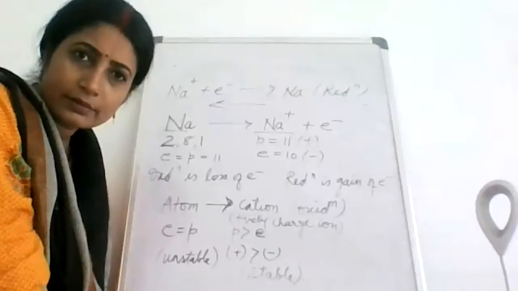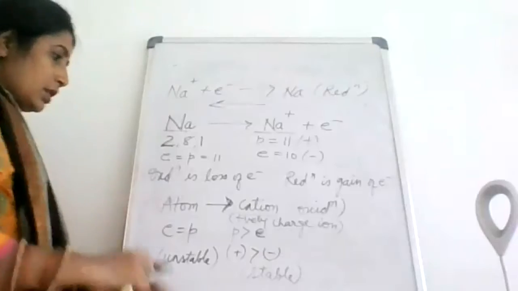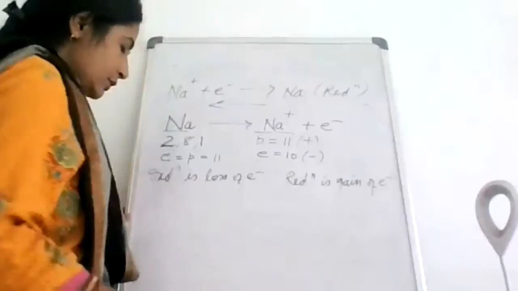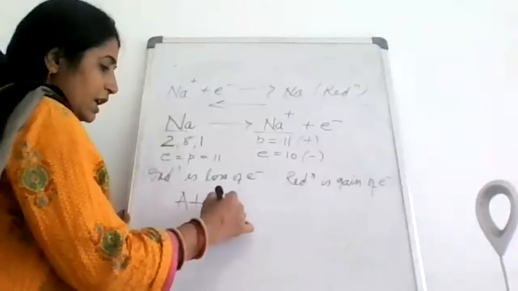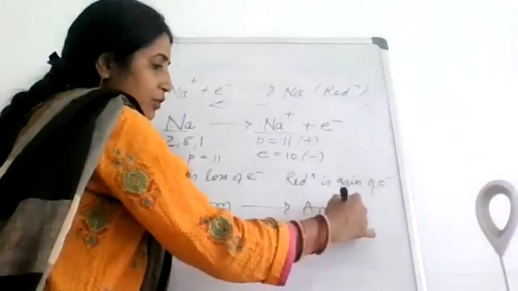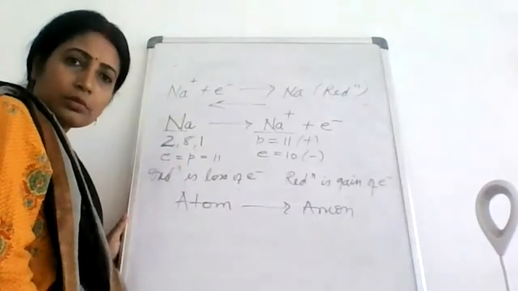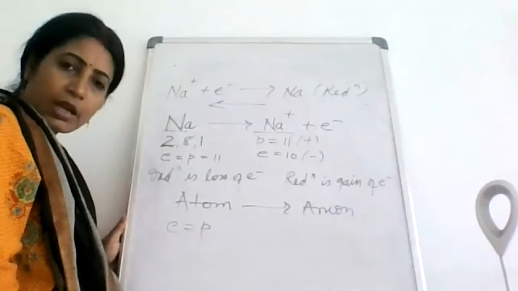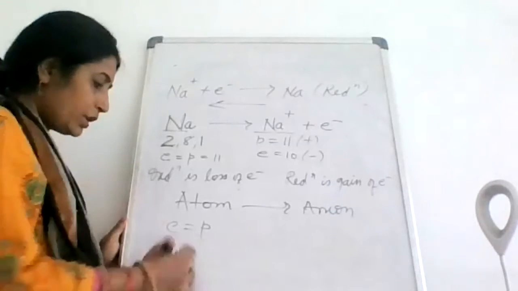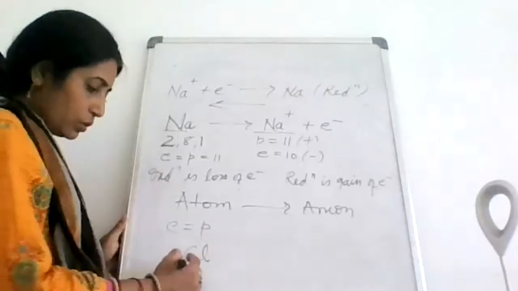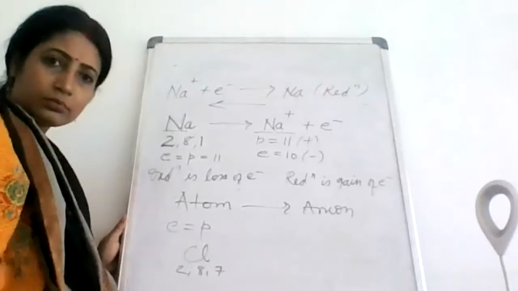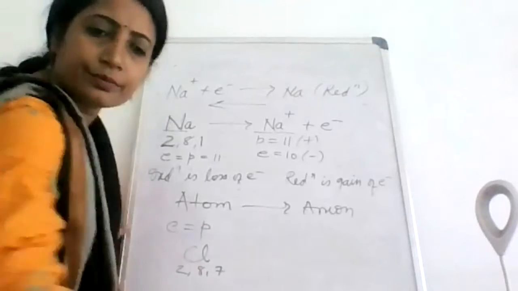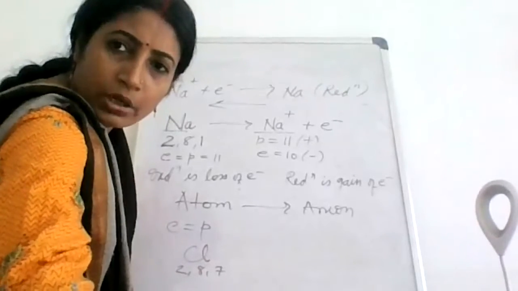Okay, class? अब देखो एक और एग्जांपल. Now when atom forms anion, atom is having equal number of electrons and protons. For example, suppose take chlorine. Chlorine is 2,8,7. It is having one electron less in order to become stable. Okay or not?